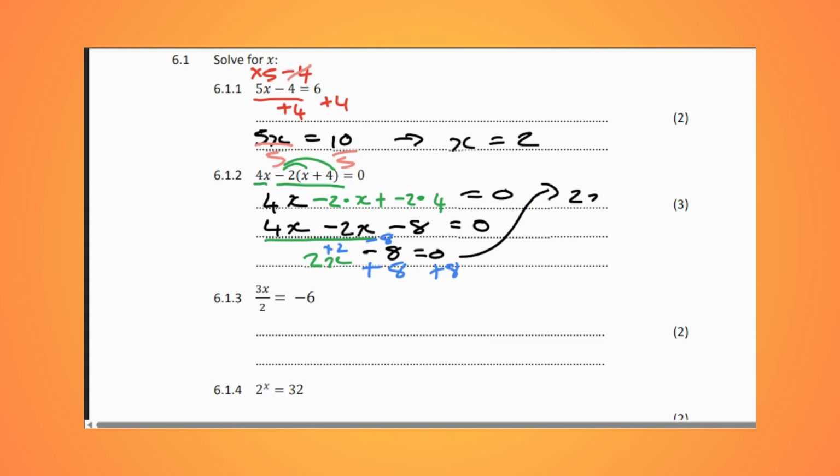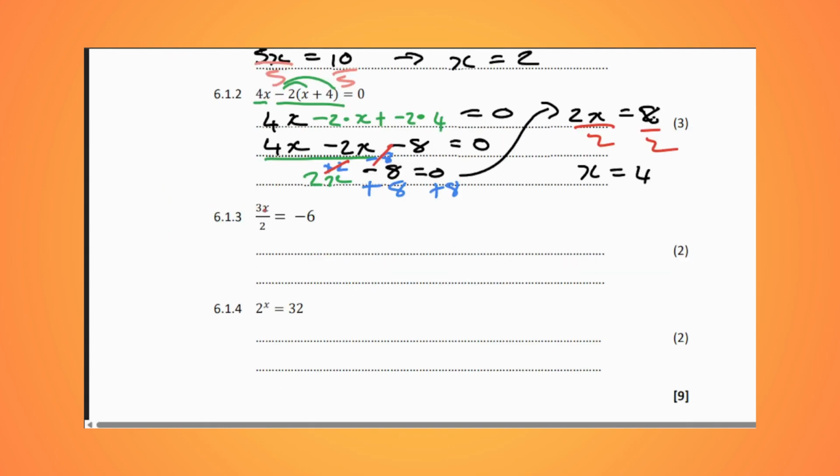So we have 2x is equal to 8. And then we've dealt with our minus 8 by plusing 8. So we deal with our multiply of 2 by dividing by 2. So x is 4.